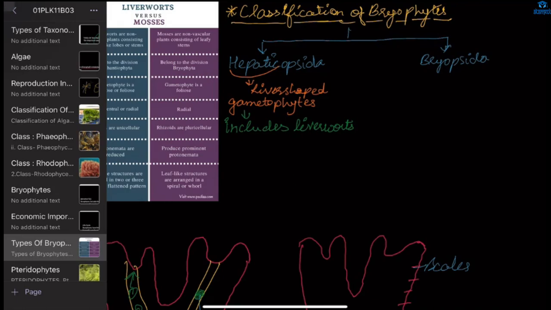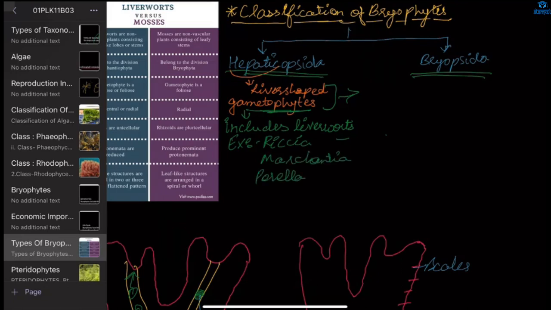The bryophytes are divided into basically two main groups. One is what? Hepaticopsida, and the other is what? Bryopsida. The Hepaticopsida is given such a name because of the presence of a liver-shaped gametophyte. The organisms of Hepaticopsida have a gametophyte that is in the liver kind of shape, so it was named Hepaticopsida. And mostly Hepaticopsida includes what? Liverworts. The examples here can be Riccia, Marchantia and Porella.